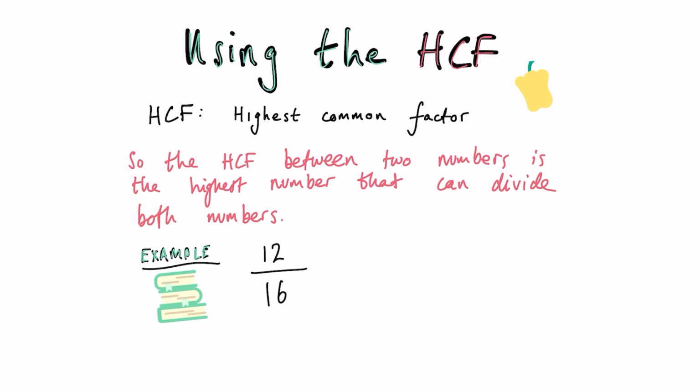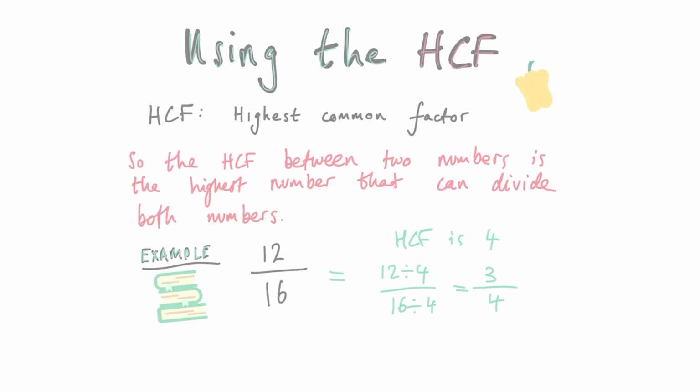For example, if we want to simplify completely 12 over 16, let's look for the highest common factor between 12 and 16. Well, the highest common factor is going to be 4. Hence, we shall divide 12 by 4 and divide 16 by 4. 12 divided by 4 gives us 3. 16 divided by 4 gives us 4. Notice that 3 and 4 have no common factors other than 1, so this is the most simplified version.